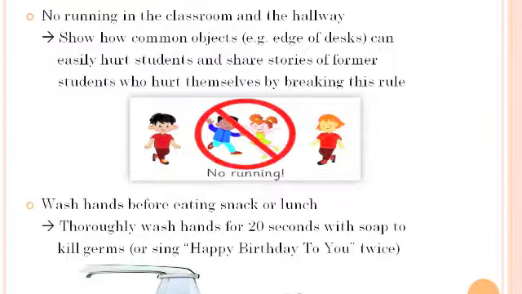Teach students that they should wash their hands thoroughly with soap for 20 seconds or sing the Happy Birthday song twice, instead of just quickly wetting their hands with water for 2 seconds, which can be found among many young students, unfortunately. Thank you for listening.